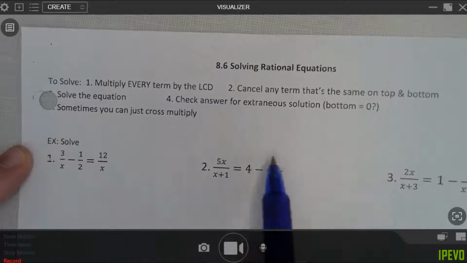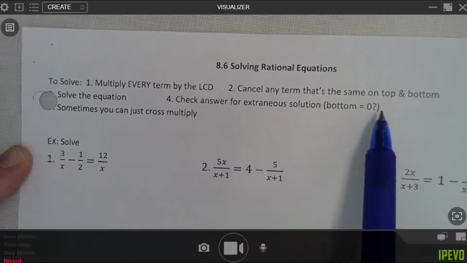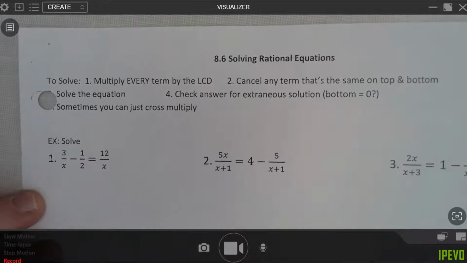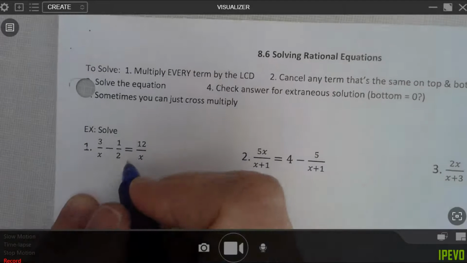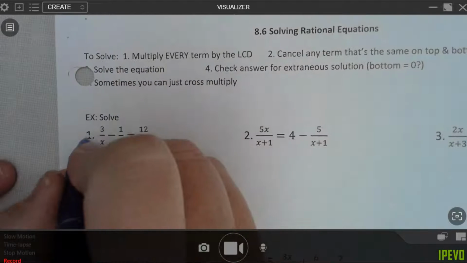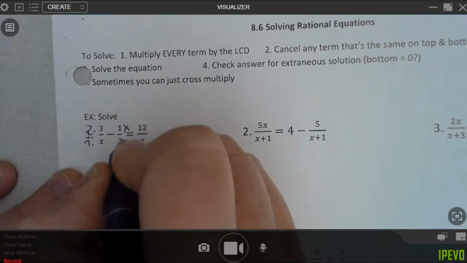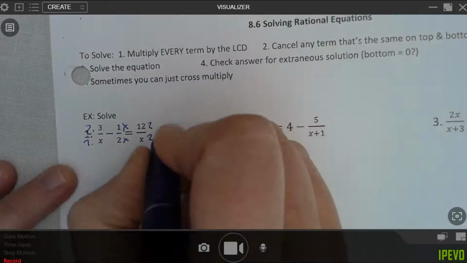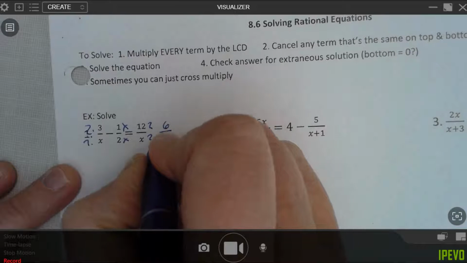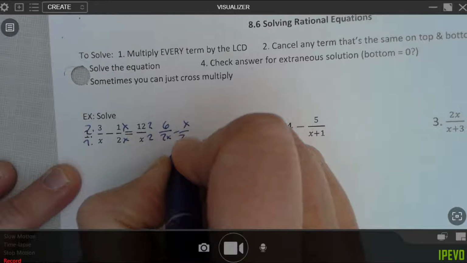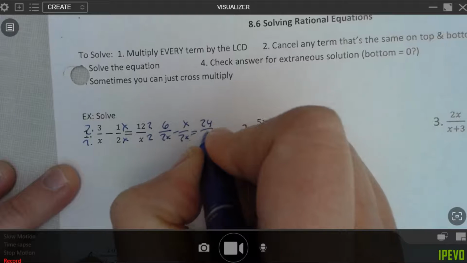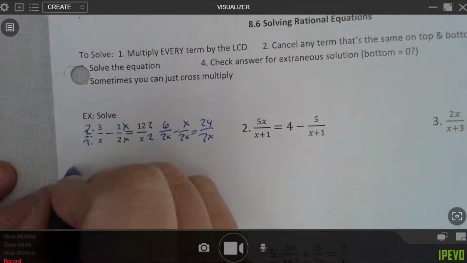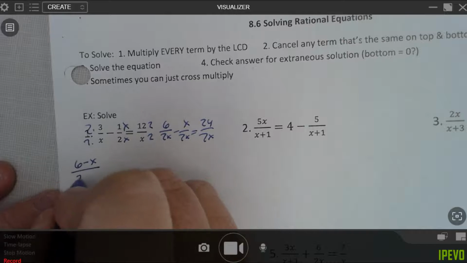We do need to check for extraneous solutions. Does your bottom equal 0? And sometimes things can't cancel out. So this right here, get common denominator, I'm going to multiply this by a 2, this by an x, and this by a 2. And they'll all be the same. So what that looks like is 6 over 2x minus x over 2x equals 24 over 2x. Since the bottoms are the same, they cancel.